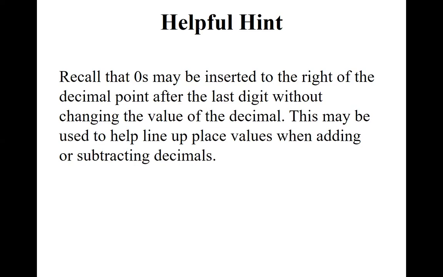Recall that zeros may be inserted to the right of the decimal point after the last digit without changing the value of the decimal. This may be used to help line up place values when adding or subtracting decimals. For instance, 85 minus 13.26 becomes 85.00 minus 13.26. Instead of having 2 empty spaces after lining up the decimal points, we can stick 2 zeros after the decimal point after 85.